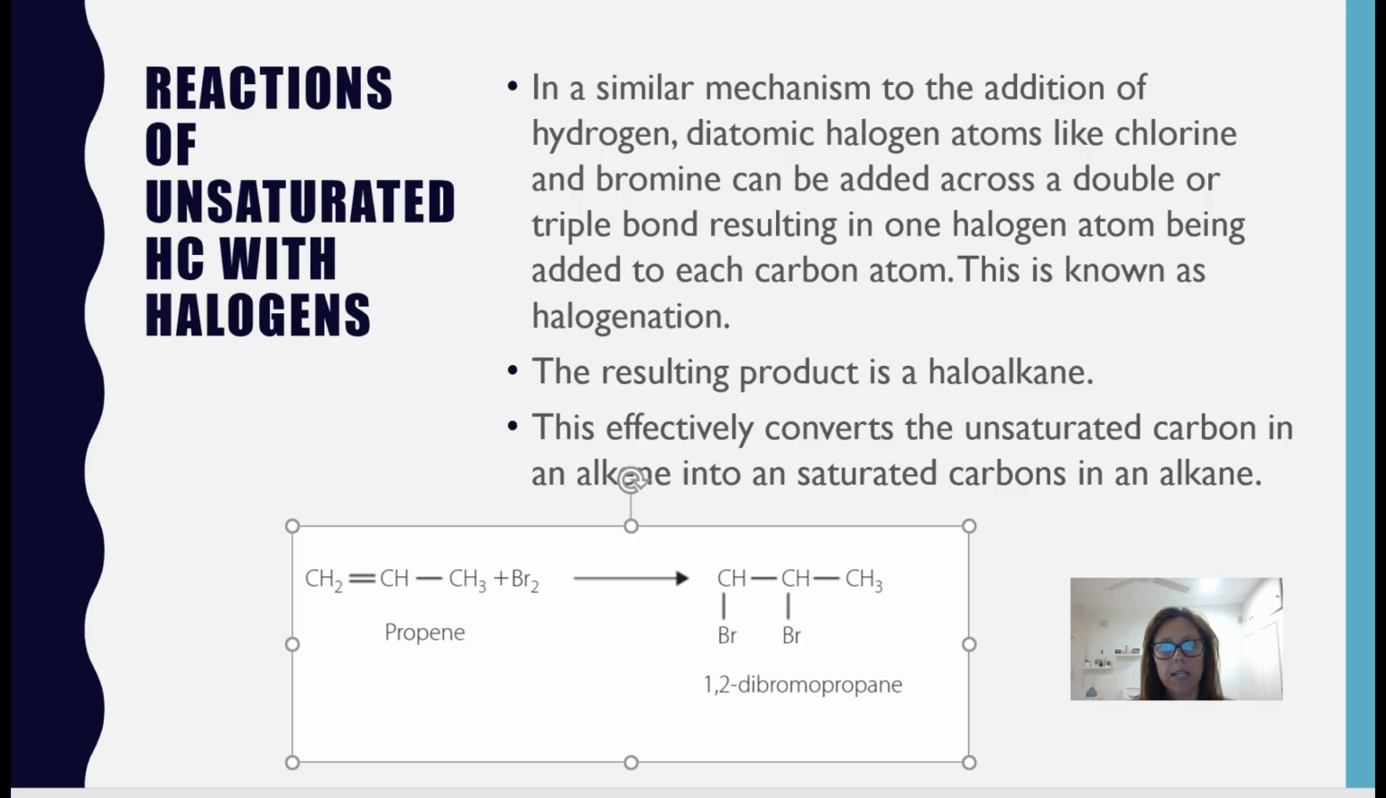So what basically happens in this one is we're getting what is an unsaturated carbon. That double bond is breaking, forming a single bond, and we are then getting saturated carbons because they are bonding to 4 separate atoms, as in an alkane.